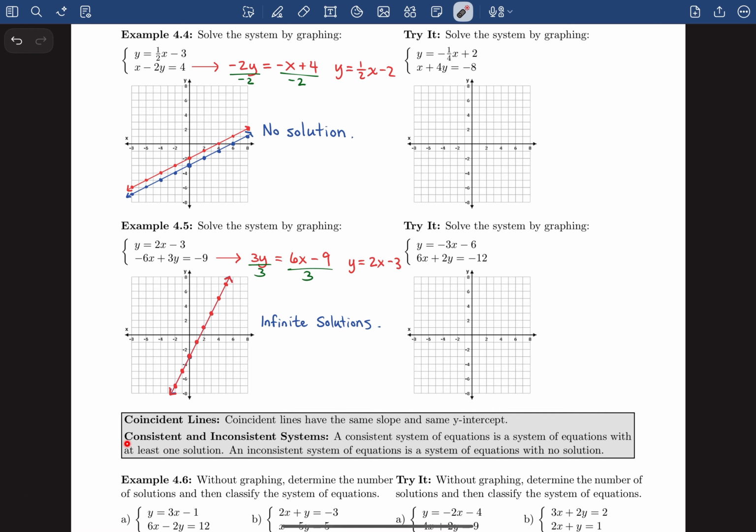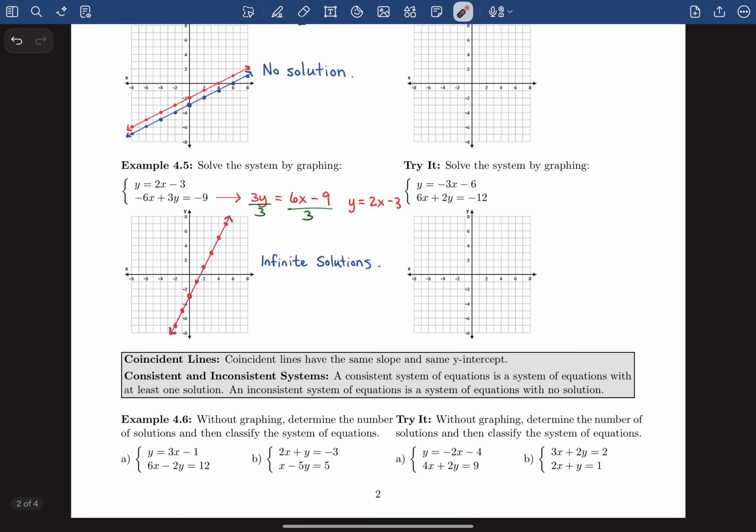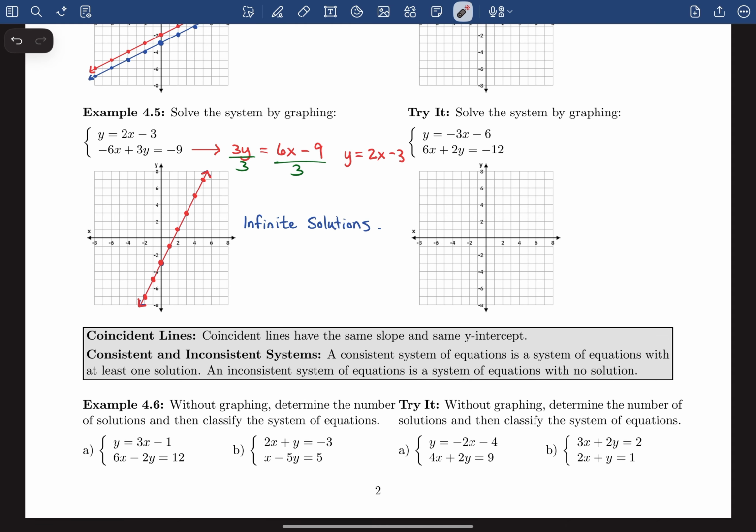So that we call consistent systems, right? So we have consistent, meaning there are solutions, and inconsistent, meaning there aren't any solutions. So example 4.6, without graphing, determine the number of solutions and then classify the system of equations.